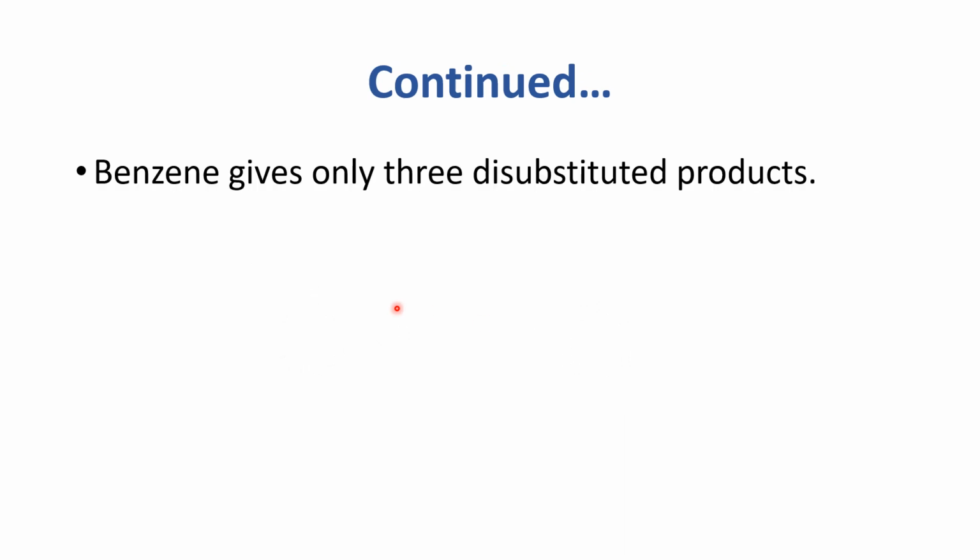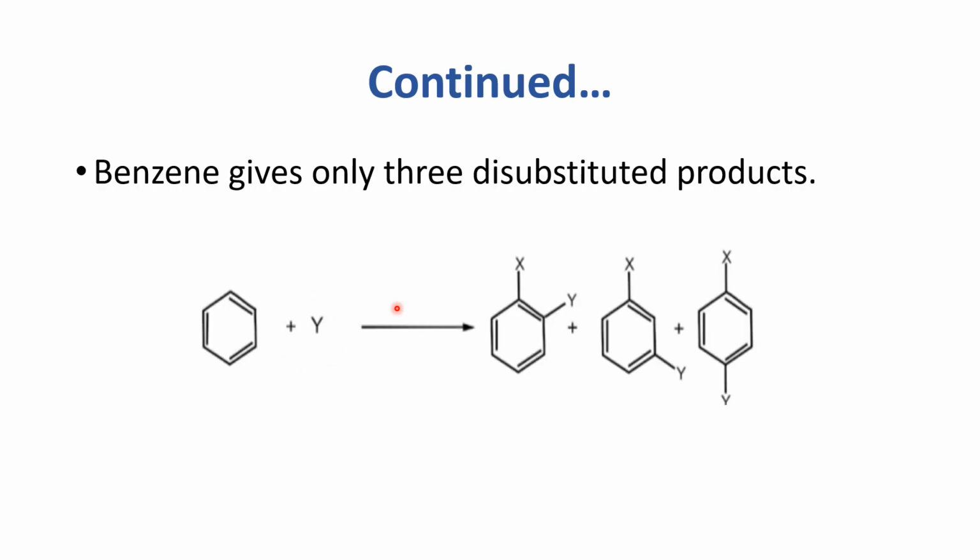Benzene only gives 3 disubstituted products. एक ऑलरेडी सब्स्टिट्यूट प्रेजेंट है बेंजीन पे, उसके प्रेजेंस में जब आप y सब्स्टिट्यूट एंटर करेंगे, it will form 3 different disubstituted products. Here you can get 1,2, here you get 1,3, and here you get 1,4.